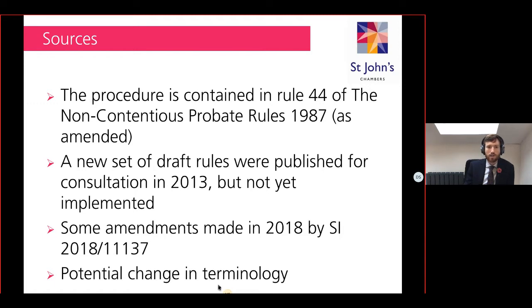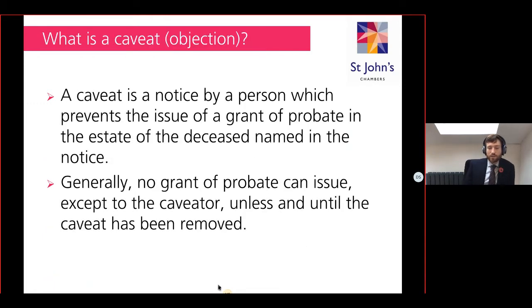So what is a caveat? Well, it's simply a notice issued by a person and filed at a probate registry, which prevents the issue of a grant of probate in the estate of the deceased named in the notice. Once that notice has been entered, then no grant of probate will issue except to the caveator, unless and until the caveat's been removed or it expires.